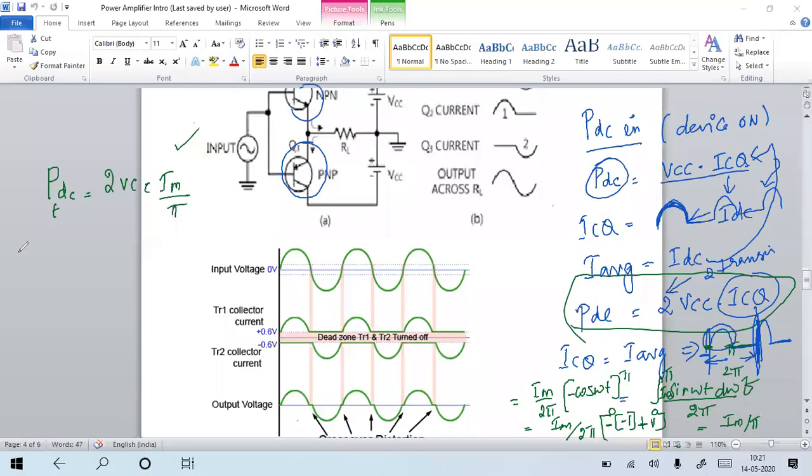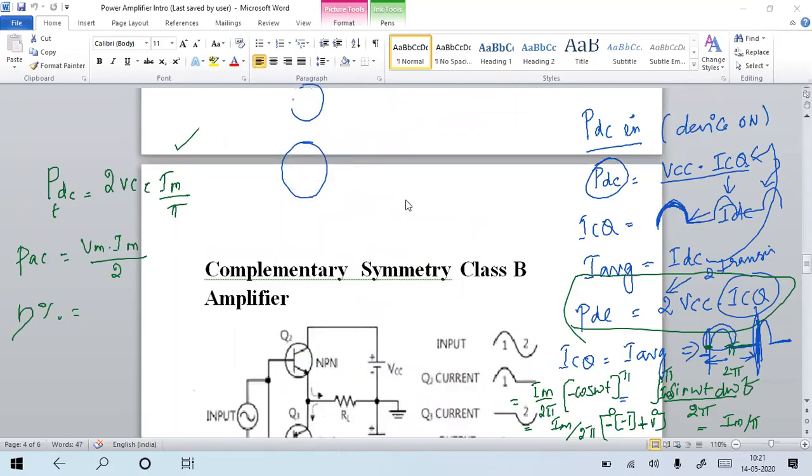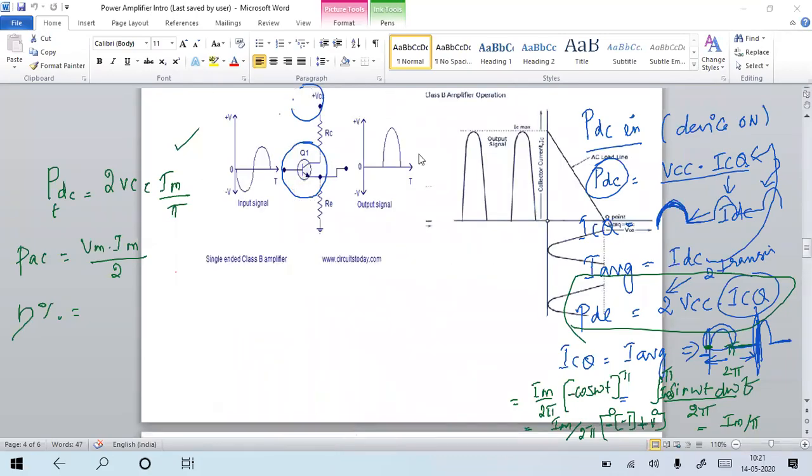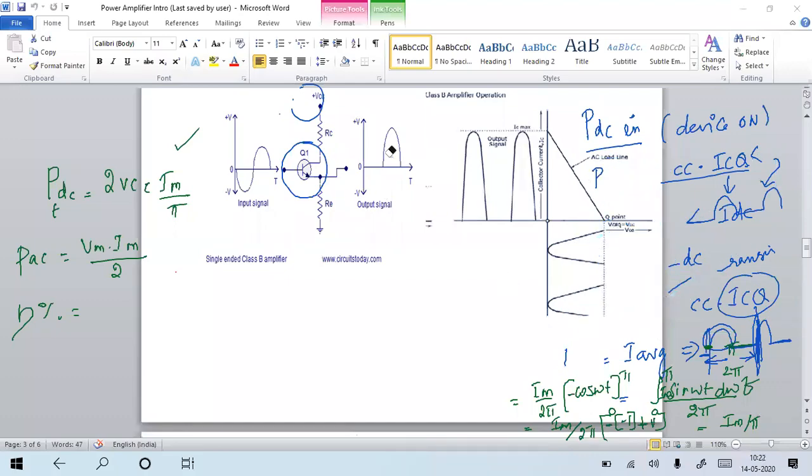What about the AC power? Power AC equals Vm Im by 2. Substitute in the conversion efficiency: power AC divided by power DC. Vm is nothing but the peak value of the output voltage. What is the peak value of the output signal? You can see here, when in cutoff mode, your peak value goes up to VCEQ, because one more cycle is retained.